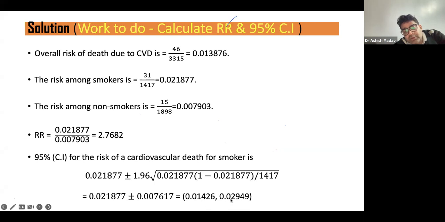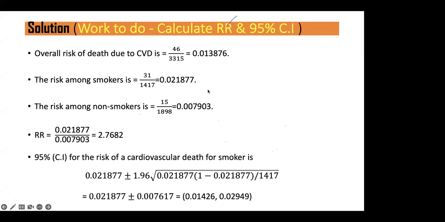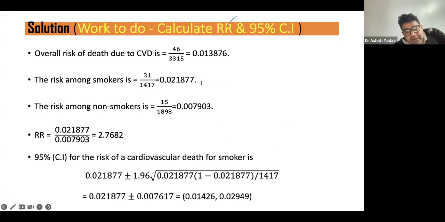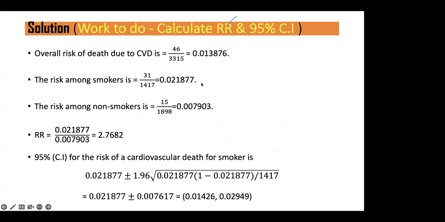Null value means, if you are framing a null hypothesis about whether cardiovascular death and smoking are associated or not, what would be the null hypothesis? Can anyone tell? There is no association of smoking with cardiovascular death. Yeah, very right. And if we have to write it numerically, what should we write? RR is equal to 1. Ratio equal to 1. RR is equal to 1.